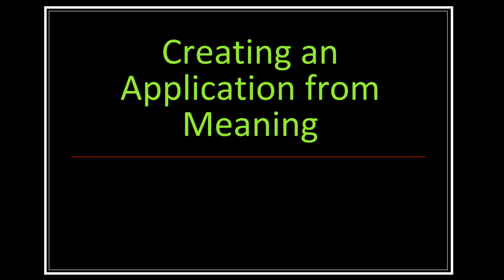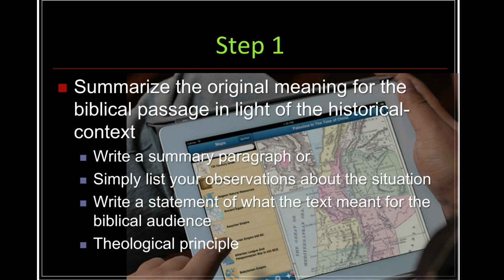I'm proposing in this lecture that there are 7 steps that you might follow to help guide and safeguard the process. The steps are as follows. Step 1. In light of the historical cultural context, summarize what you discovered about the original situation or problem. Consider the book as a whole as well as the specific passage you are trying to apply. You can write a summary paragraph or simply list your observations about the situation. Either way, make sure that you have a clear picture of the original historical cultural situation.